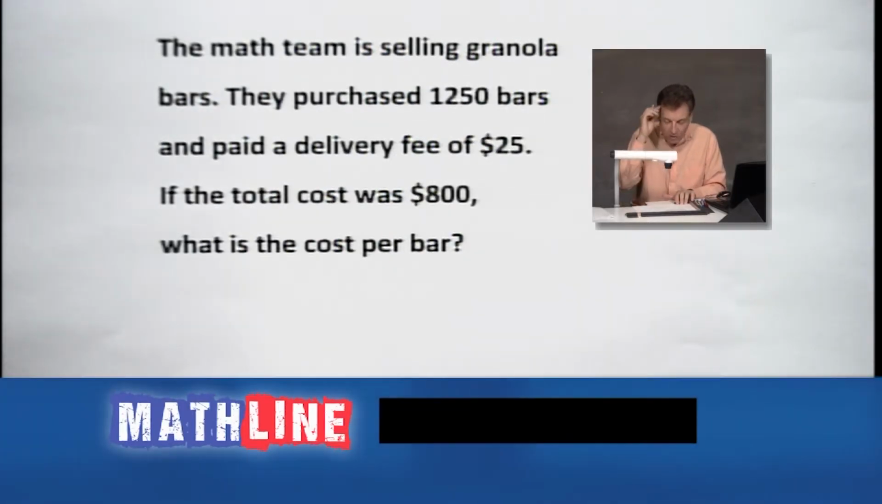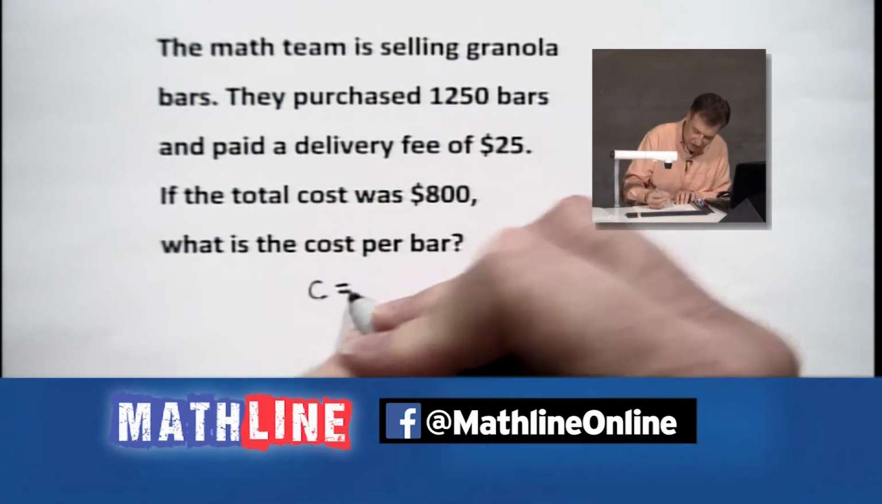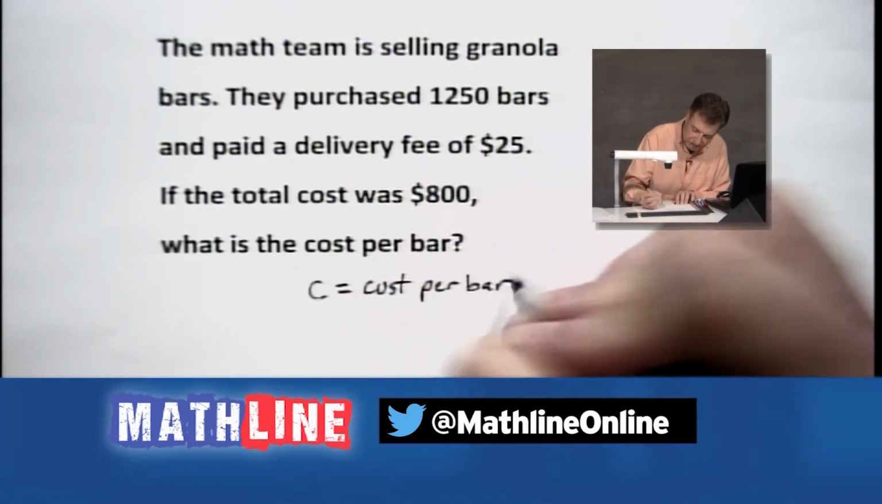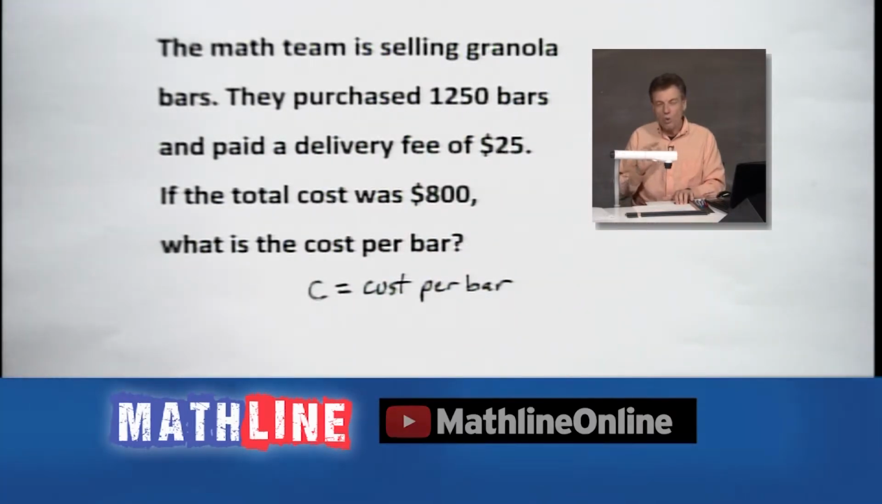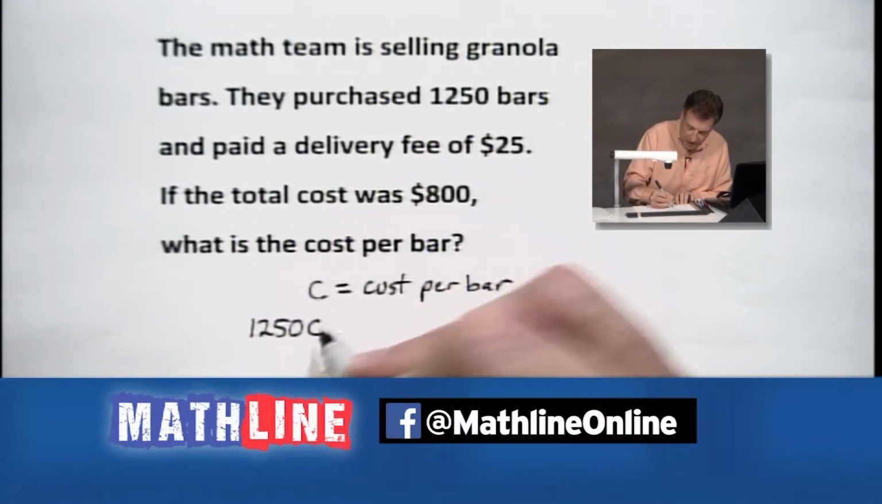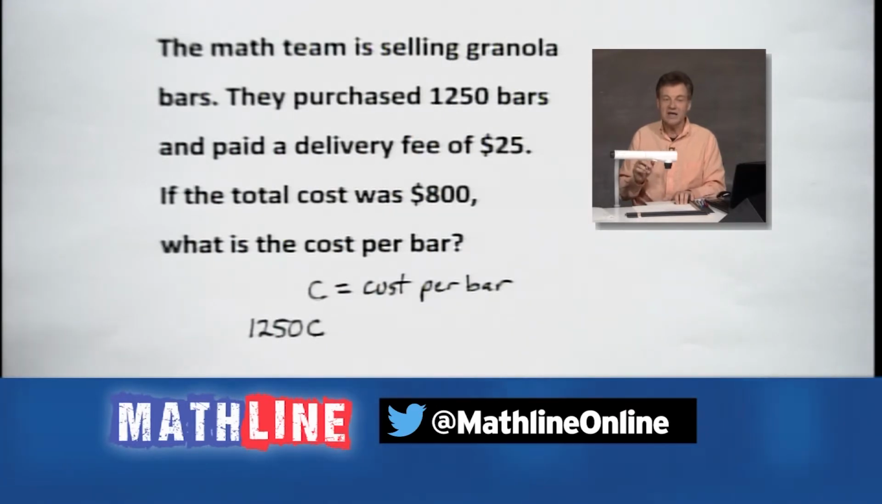First of all, we want to know cost, so I'm going to use C. We're going to let C equal the cost per bar. That's what we're looking at here. We know how many bars we bought, 1,250 of them, and we paid some amount. Remember, 1,250C means 1,250 times that cost, all right? And that's what we got.